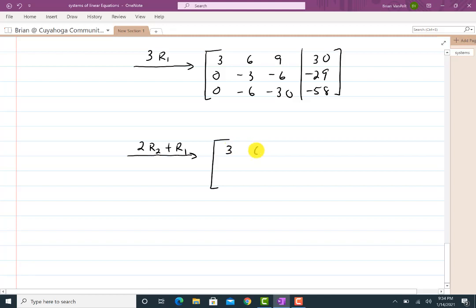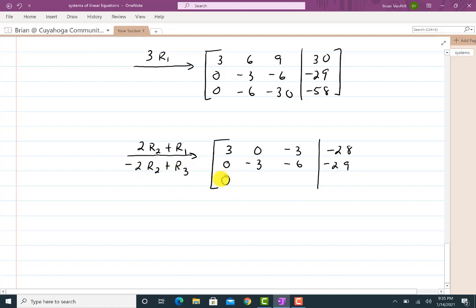Now the other ones, be careful here. So 2 times -6 is -12, plus 9 will be -3. And then 2 times -29 is -58, plus 30 will be -28. And of course the second row, leave it alone. And the third row then, I will take -2 times the second row and add it to the third row. That will wipe this -6 away. And once again, the first entry is untouched.